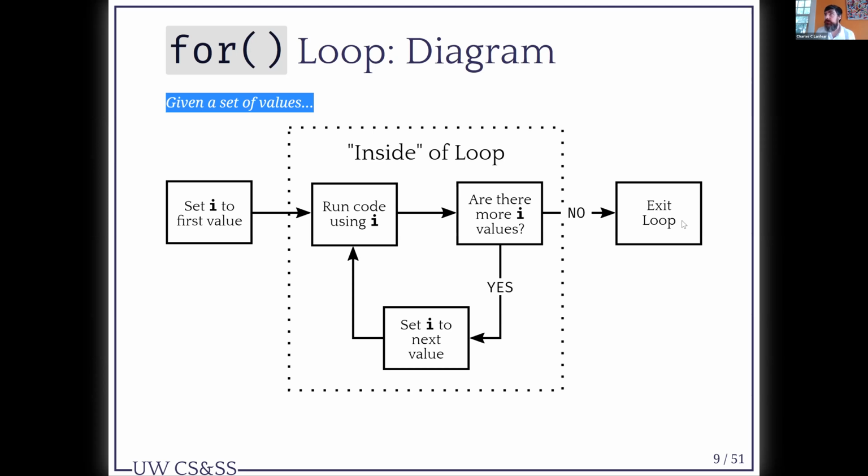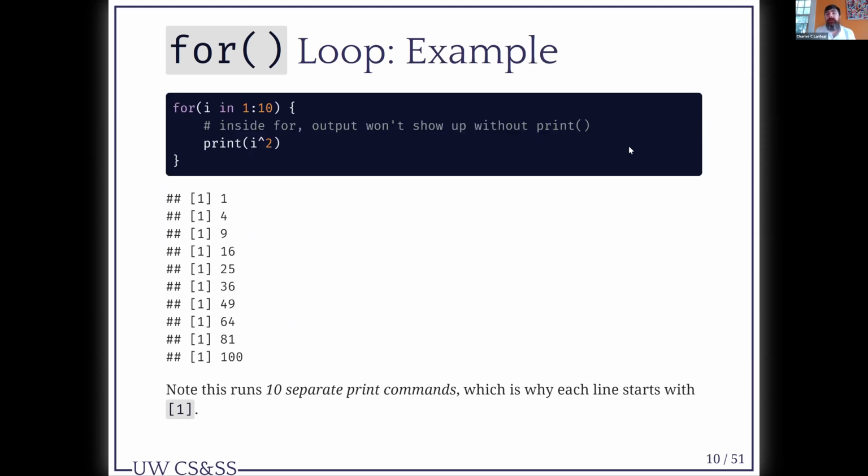That's all it does. Okay, so we're going to put these into action. Here is a very simple example of a for loop in R. We're going to say for I in 1:10. To decode this, the set of values that we're going to run our loop over is 1:10. This is the integers 1, 2, 3, 4, 5, 6, 7, 8, 9, 10.